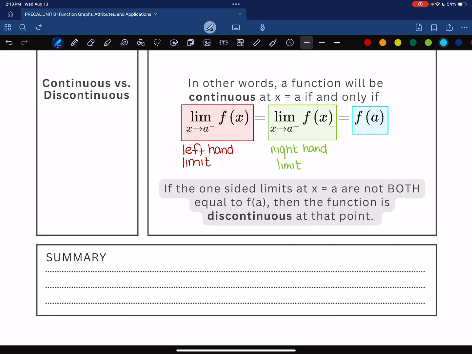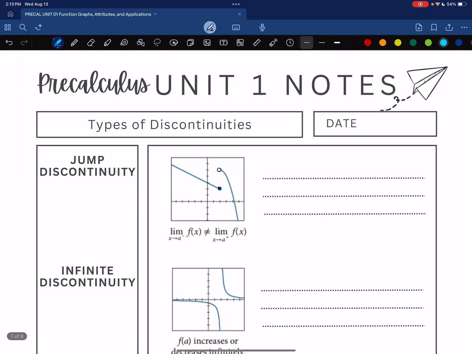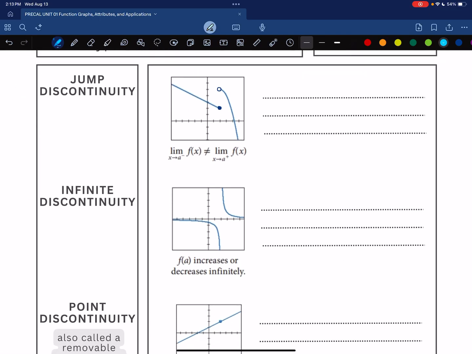And let me show you what discontinuities look like on this next page. The first type of discontinuity that you can see is a jump discontinuity.